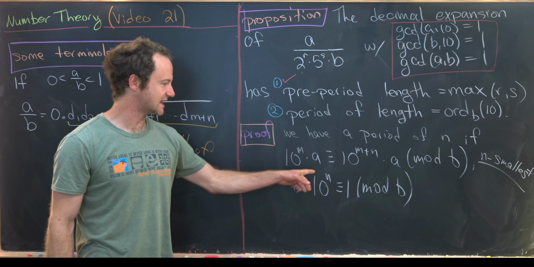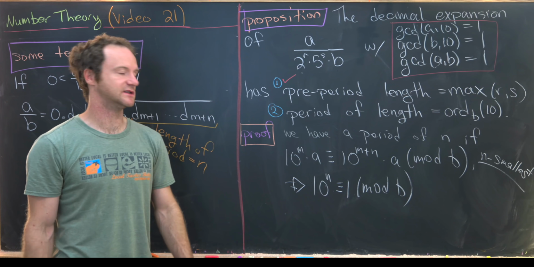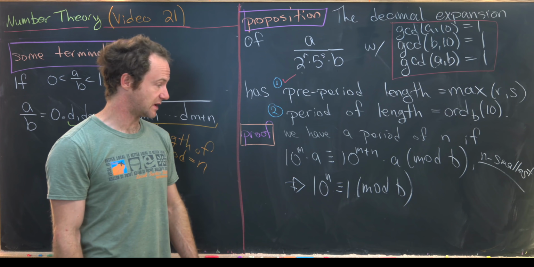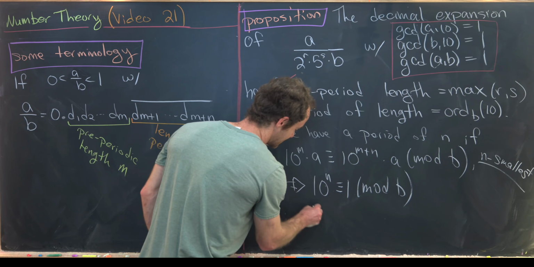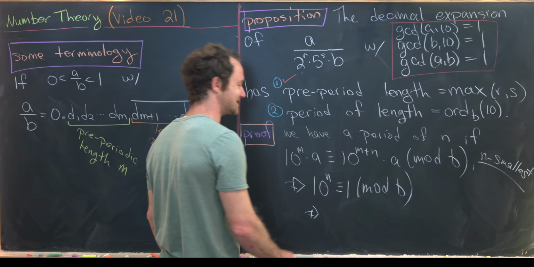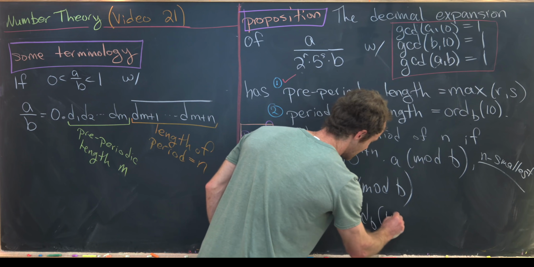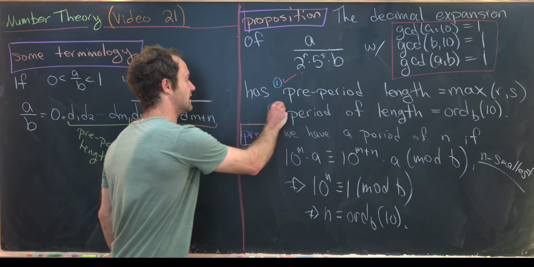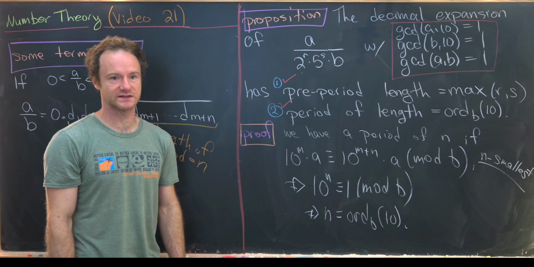Okay, but notice we've got 10 to the n is congruent to 1 mod b, and n is the smallest number that makes that occur. And n is also the period. But notice that we've set this up exactly. This smallest number such that this kind of thing occurs is exactly the order. So we have n is equal to the order mod b of 10. Okay, so that finishes the proof of this second little thing. Okay, so let's maybe finish this video off with one example.